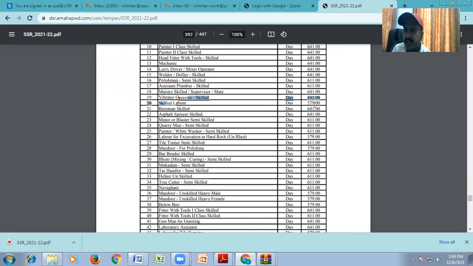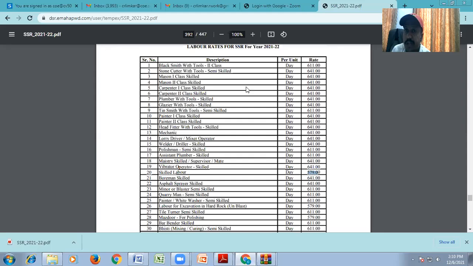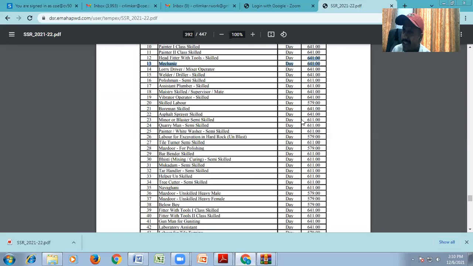See the per day remuneration he is getting, 579 rupees for skilled labor. It is per day. Then mechanic, it is 641. Then blacksmith with tools, second class, first class, mason, skilled and unskilled mason, 641. No one is going to give you this much rate. They will give you maybe less than this, or if you are experienced, then you will get it. That is why they are using the words skilled or non-skilled. Semi skilled rates vary. For skilled labor rates vary. Plumber rates vary.